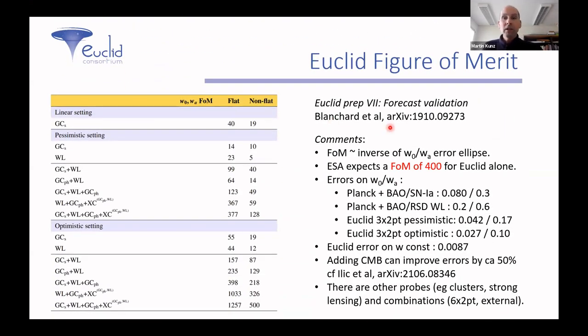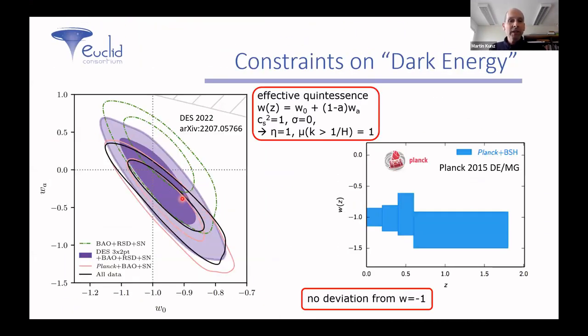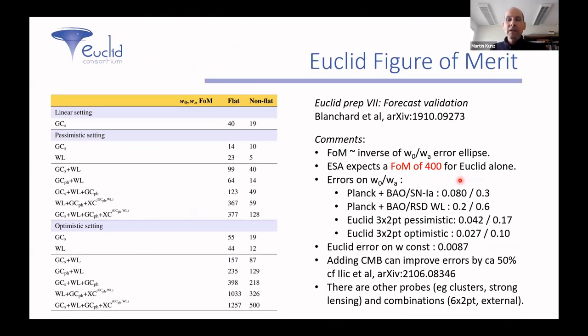And so here is what we expect Euclid to do. This figure of merit that I mentioned briefly earlier is the inverse of the error ellipse on w0 wa. So basically how big or how small this error ellipse is. Okay, and we promised to get to about 400, and here you see different data combinations for Euclid.